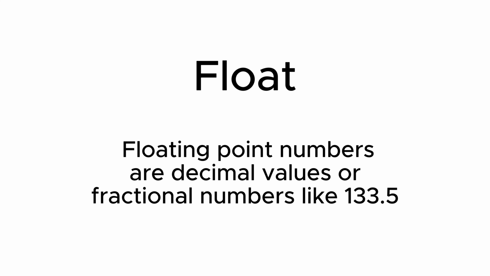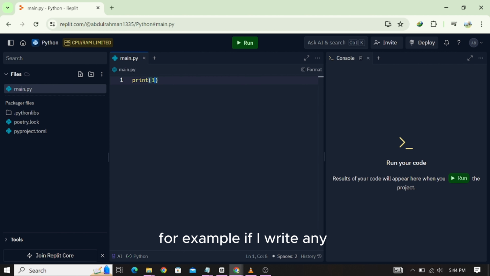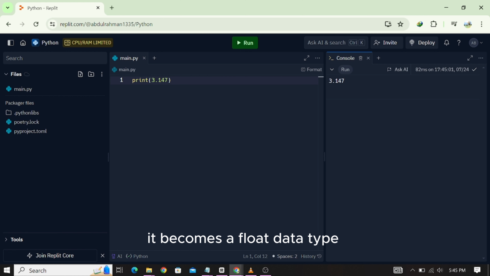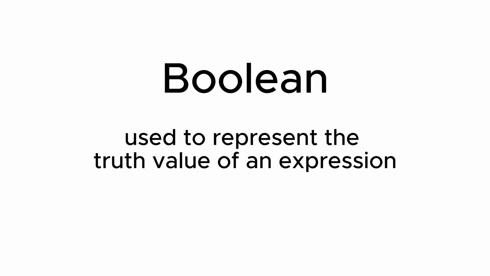If we need to use numbers with decimal places, we use the float data type. For example, if I write any number and include a decimal, it becomes a float data type due to the decimal place. Lastly, let's look at booleans. Booleans have only two values, true or false. There are no quotation marks or anything else used with them. Booleans are quite useful in programming.